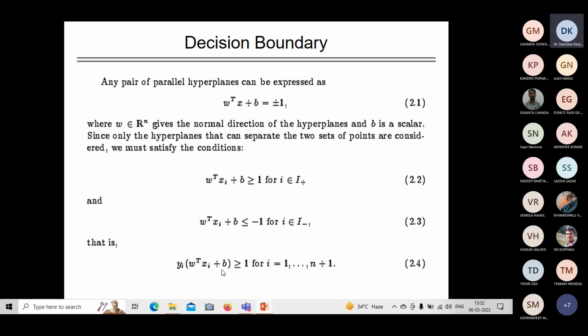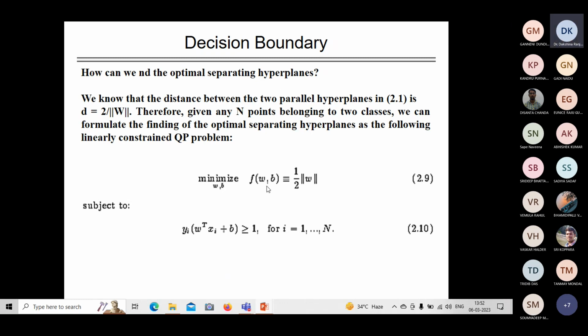yi into w transpose xi plus b greater than or equal to 1. Now we have to minimize this constrained optimization problem subject to this constraint. To minimize and maximize w and b respectively subject to this constraint, we have to transform this constrained optimization problem into an unconstrained optimization problem. This is also called the dual problem. Why dual problem? Because here we are estimating two different model parameters, w and b, subject to this constraint. So that is why this is sometimes called the dual constrained problem.